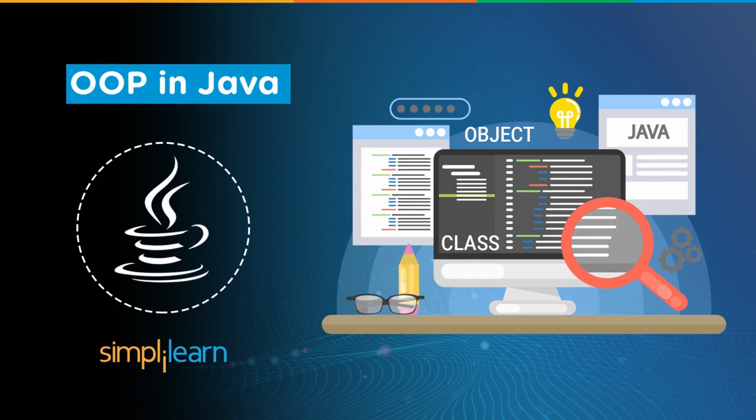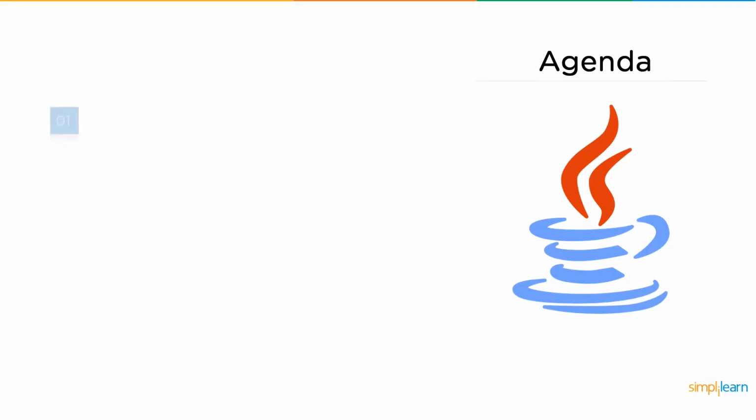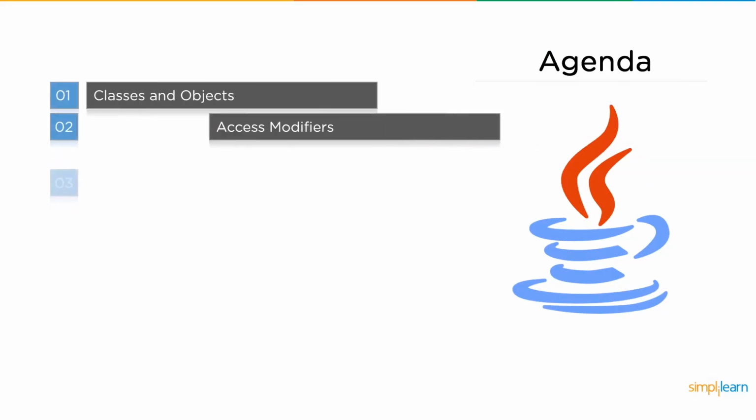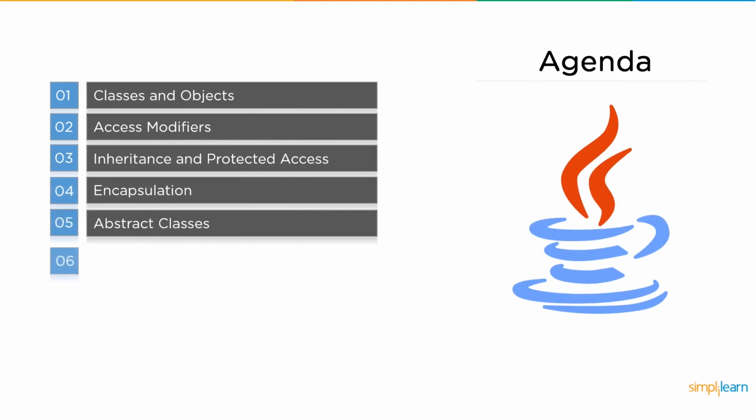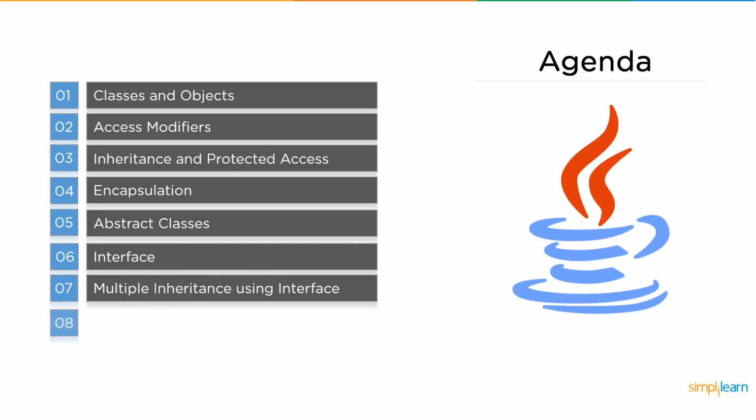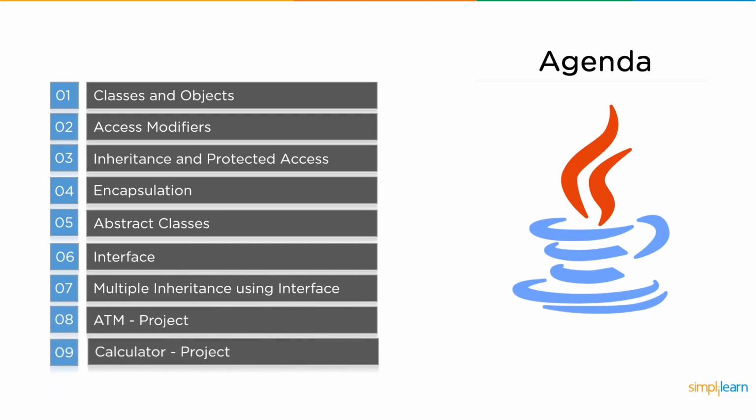In this session, we will be covering object-oriented programming in Java. In this tutorial, we will discuss the following concepts: classes and objects, access modifiers, inheritance and protected access modifiers, encapsulation, abstract classes, interface, multiple inheritance in Java using interfaces, and finally, we will cover some projects based on our learnings, that is, the ATM project and the calculator project.